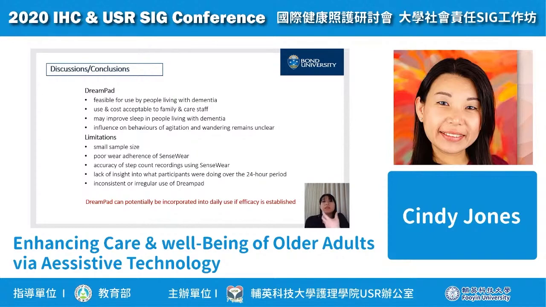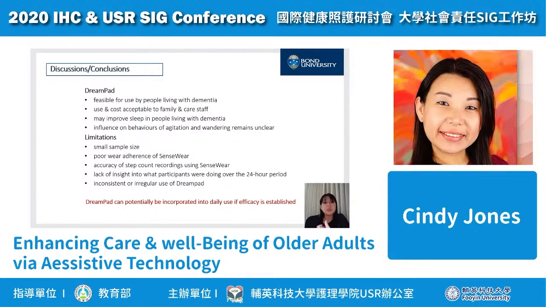Now, what we know from this study is that DreamPad could potentially improve sleep in people living with dementia. However, the influence on behavior of agitation and wandering is very unclear from this study. We fully acknowledge that there are quite a number of limitations of our study, and therefore we have to interpret the findings very carefully and in light of these limitations.